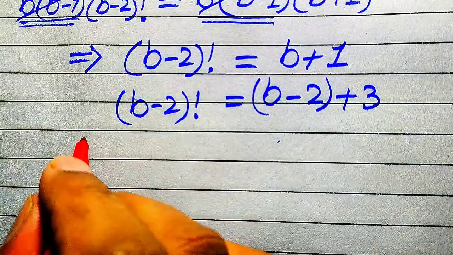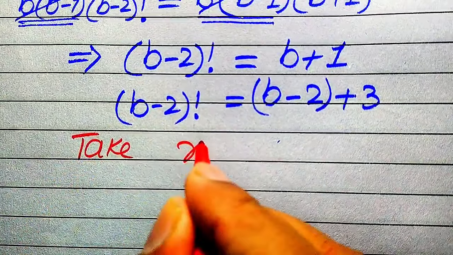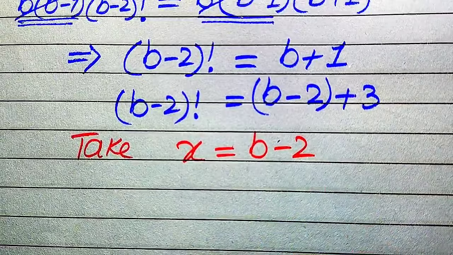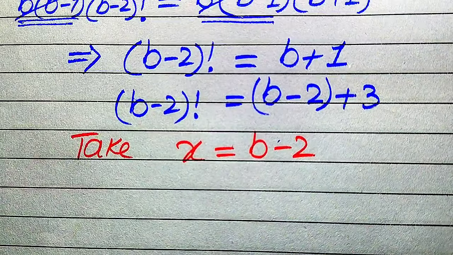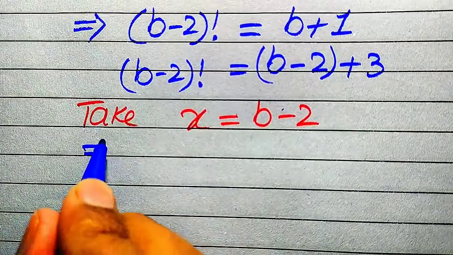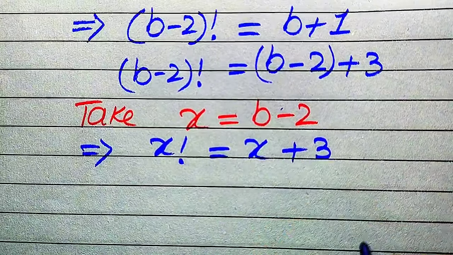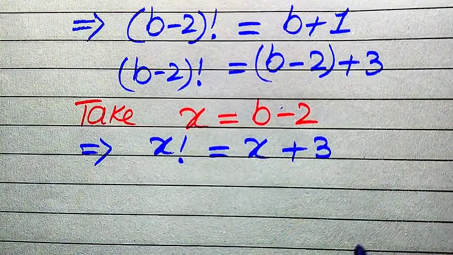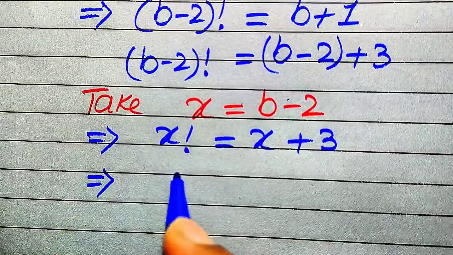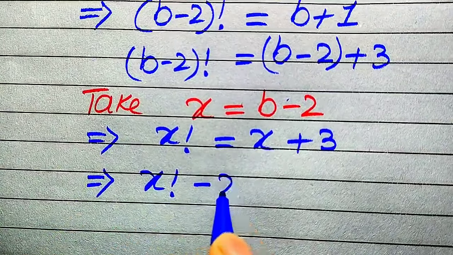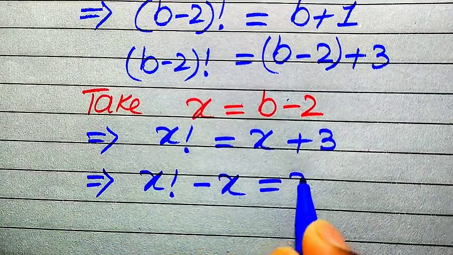Now both sides involve b minus 2, so here we need a little bit of substitution. We take x equals b minus 2. When we put x equals b minus 2 in the above equation, it will be written as x factorial equals x plus 3. In the next step we move this x to the left hand side, and it becomes x factorial minus x equals 3. Now we again break this x factorial, and it will be written as x times x minus 1 factorial minus x equals 3.